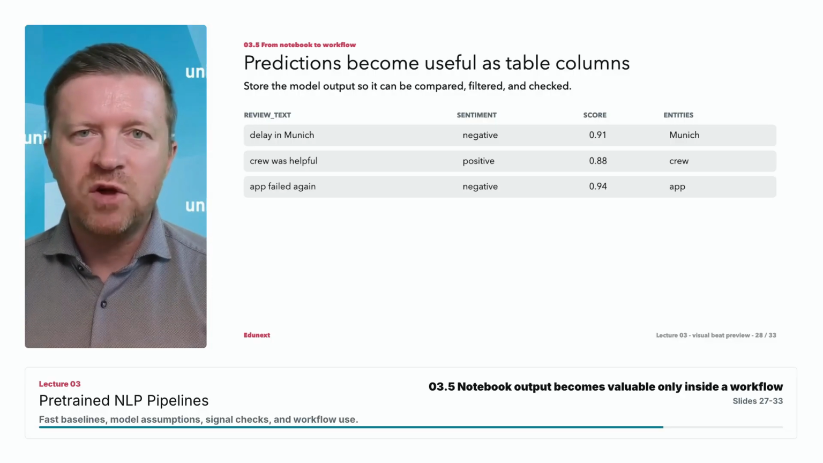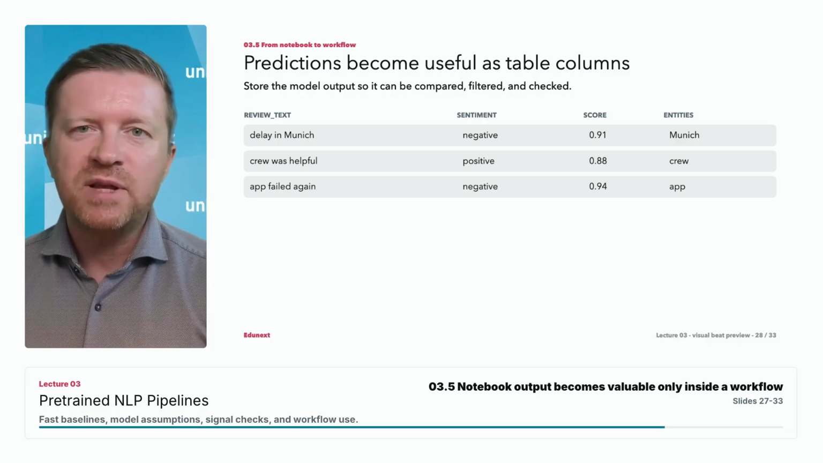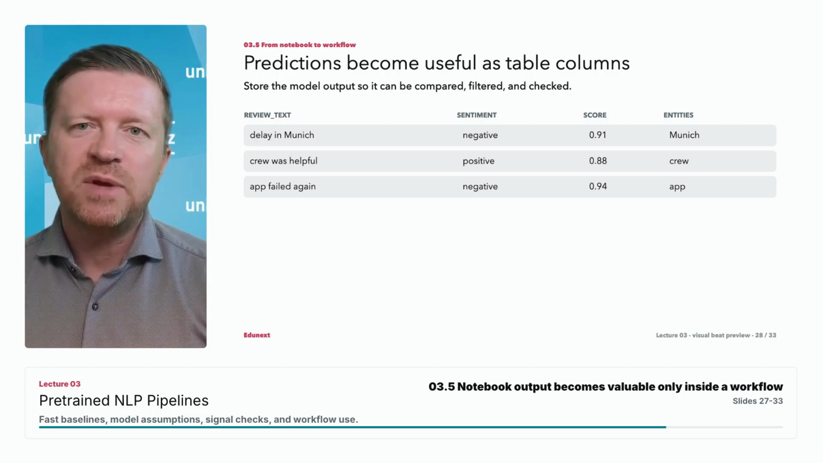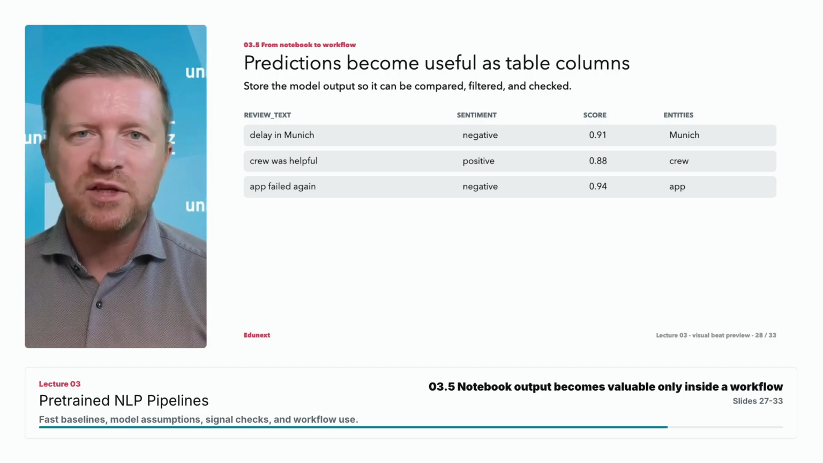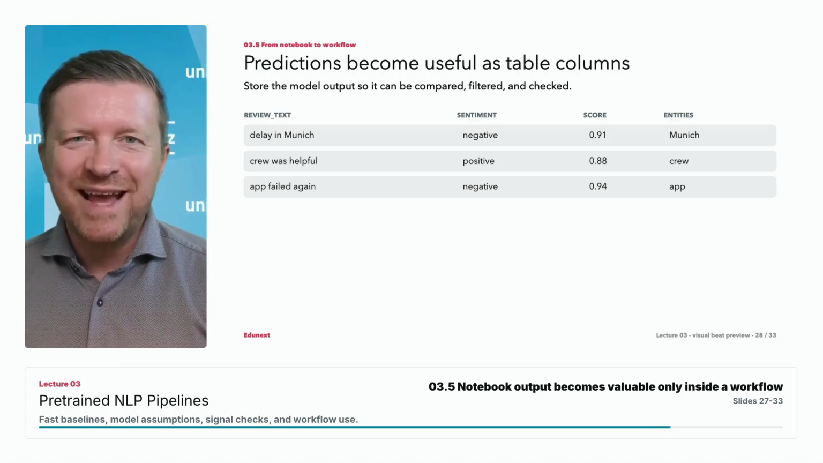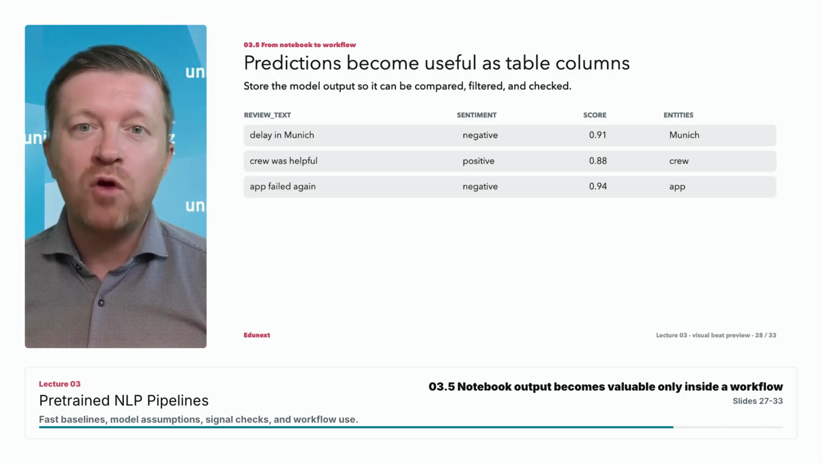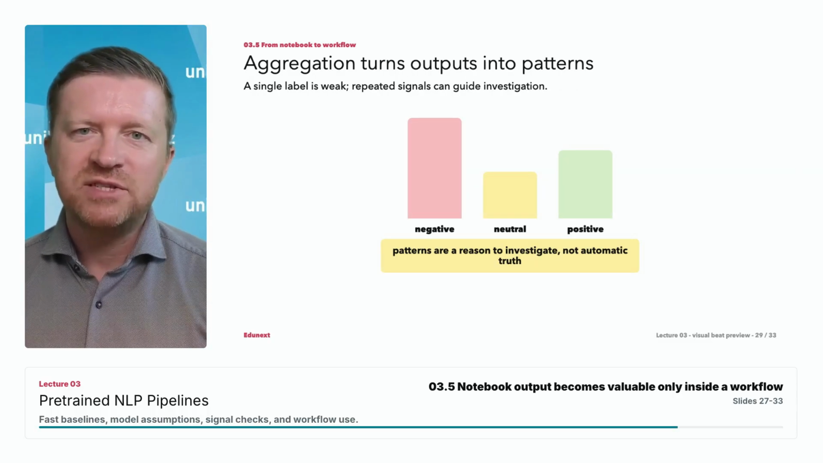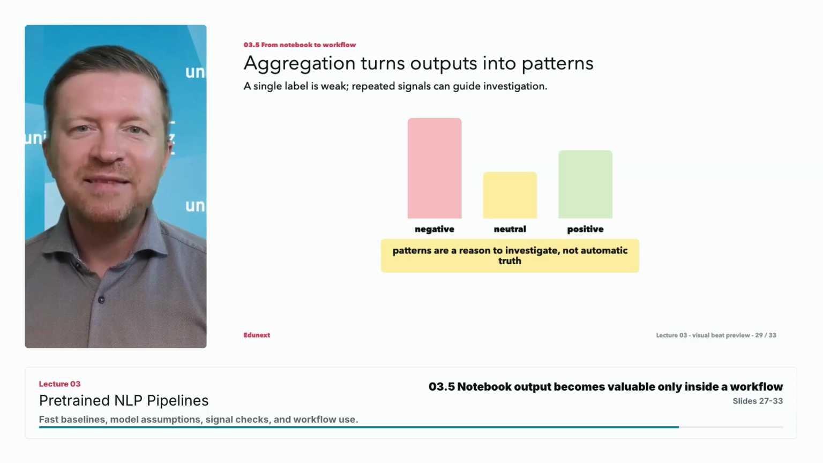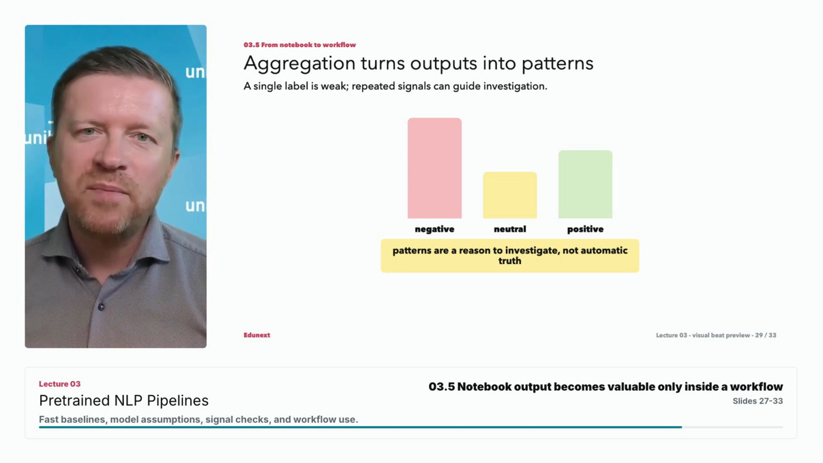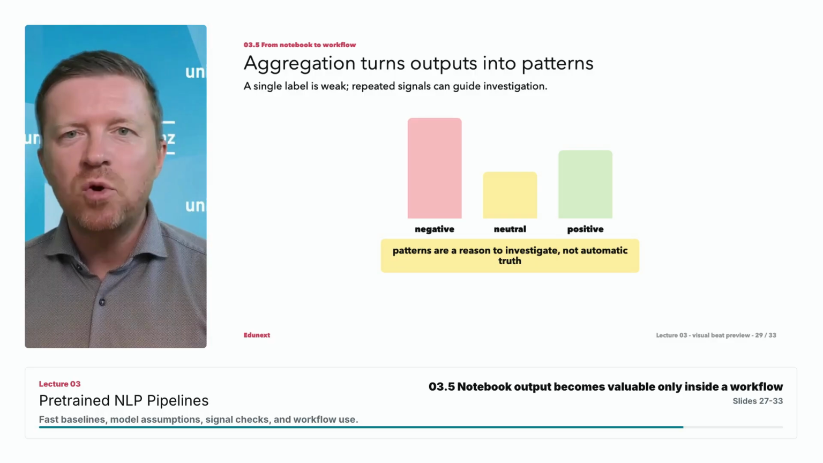Now the prediction is no longer just a printout. It is becoming data. Predictions become useful as table columns because we can compare, aggregate, and filter them. We might count negative reviews by route. We might look for product names that appear often in complaints. We might compare high-confidence negative messages with lower-confidence messages that need review. At this point, the pre-trained pipeline is not the product. It is one part of a larger analytical workflow.